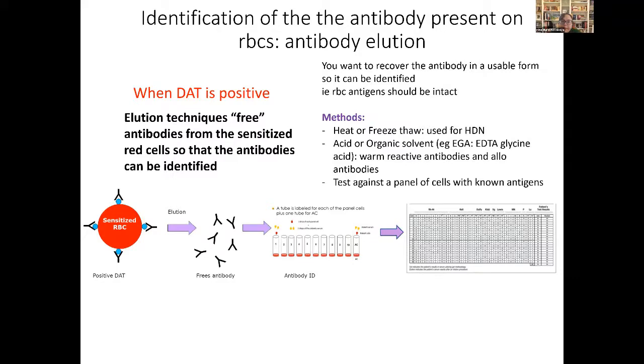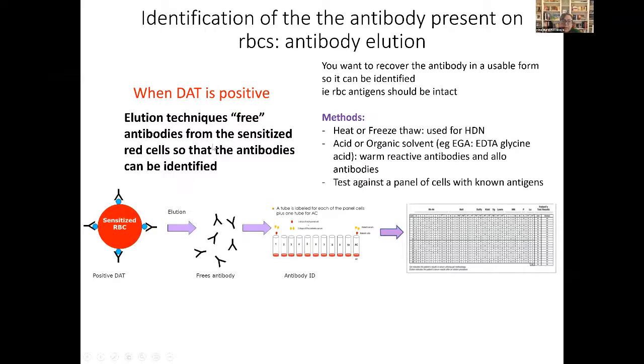So what's an eluate? When the direct Coombs is positive, we want to know what this antibody is directed against. We know the antibody is on the surface of the red cells, but what is it against? We don't know. It's kind of like an SPEP. We know there is a monoclonal protein, but we don't know what it is, so we do an immunofixation electrophoresis. So this is the elution.